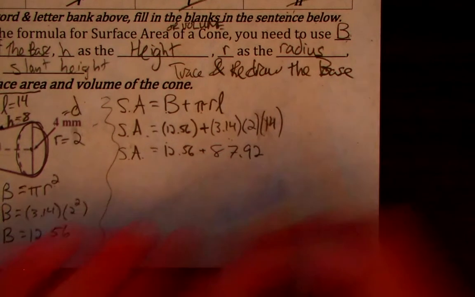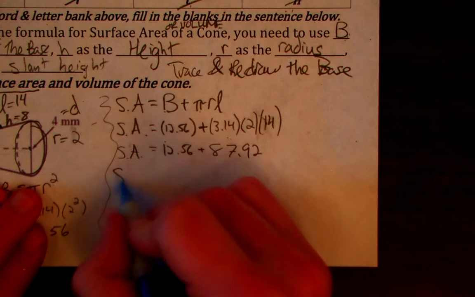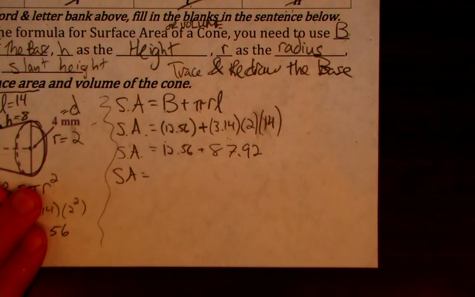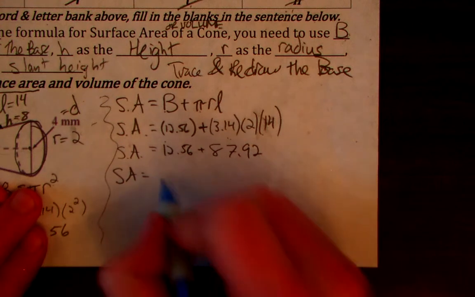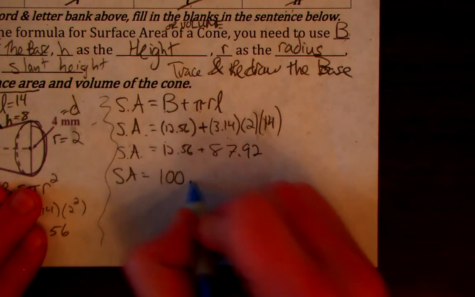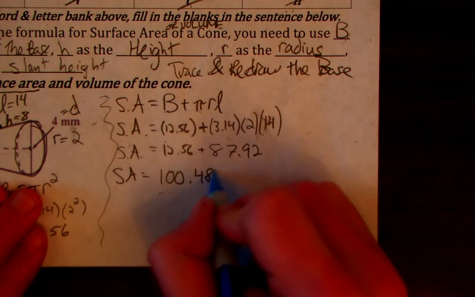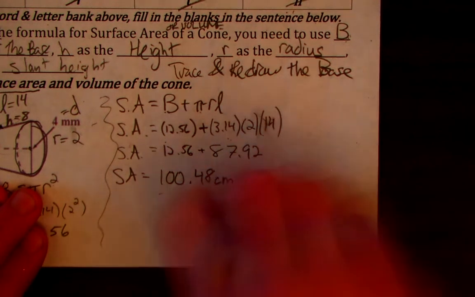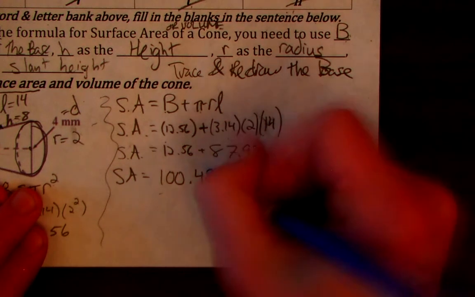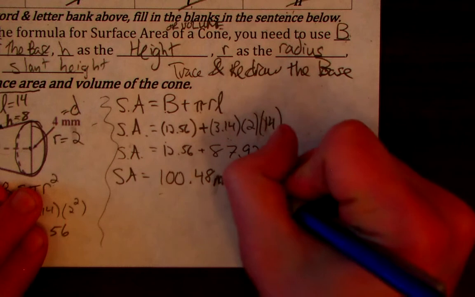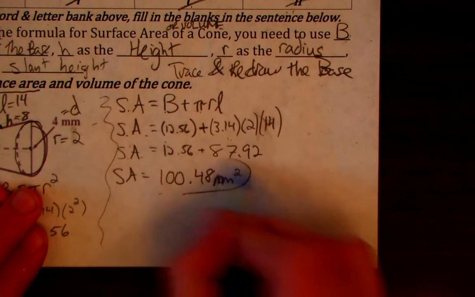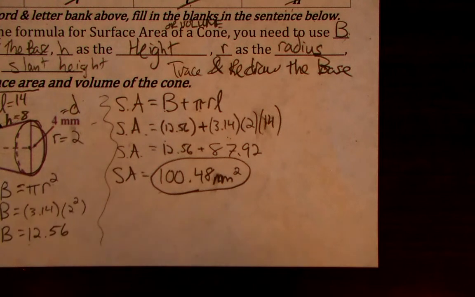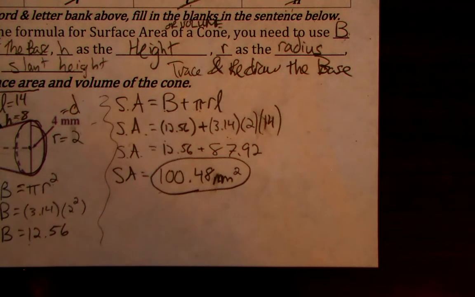87.92. Add these two together, so we're going to have surface area is equal to these two added together, which gives us a grand total of 148 units to this. Let's actually back up, make sure you're labeling correctly. This is millimeters squared. All right. Again, make sure you are taking your time with this for yourself.